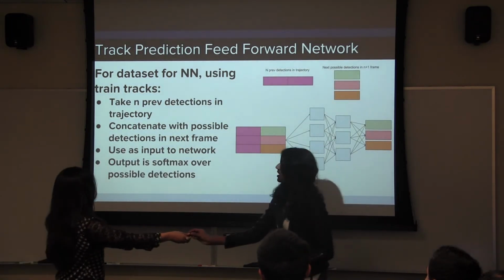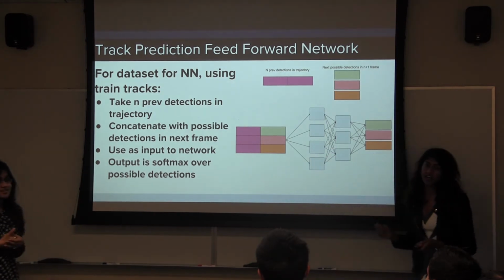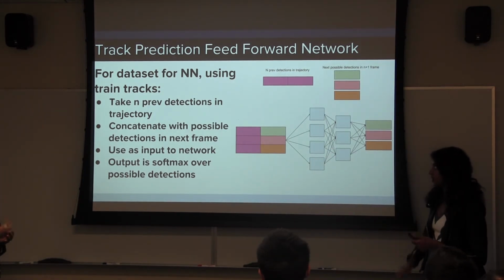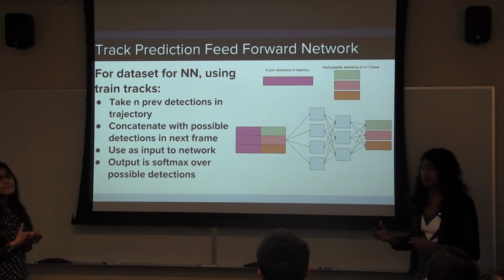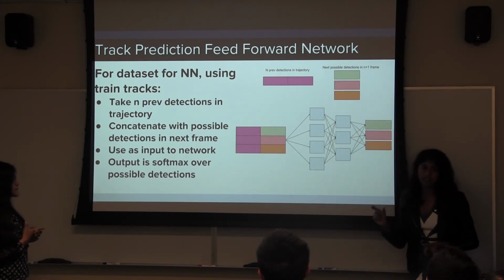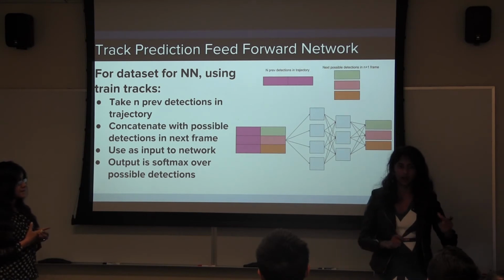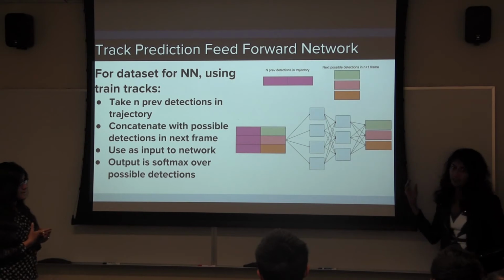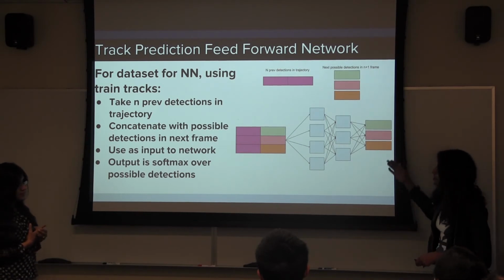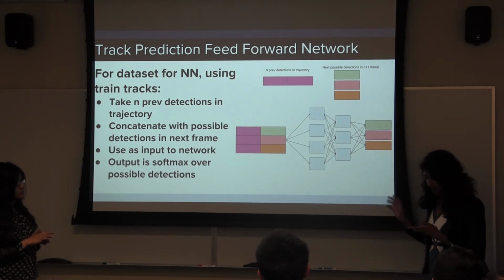The next thing we tried is connecting tracks. At the core is a prediction problem. So what we did was we turned it into a neural network formulation where we took the previous n tracks and then looked at the next possible detections it can have, concatenated it, fed it through a feed-forward neural network, and did a softmax over the possible detections.